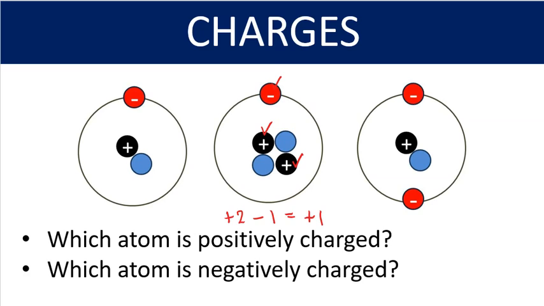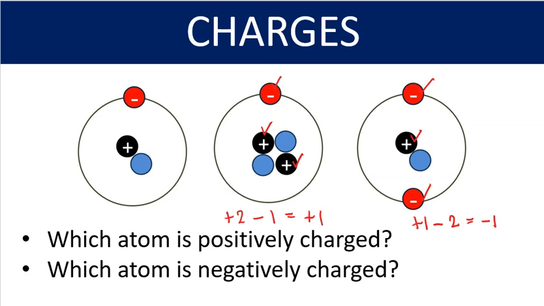Well, how about the atom with a negative charge? If you answered the atom on the right, you are correct. Look, I've got one positive charge and two negative charges. So the net charge is +1 minus 2, that gives me a minus 1. A net charge of minus 1.